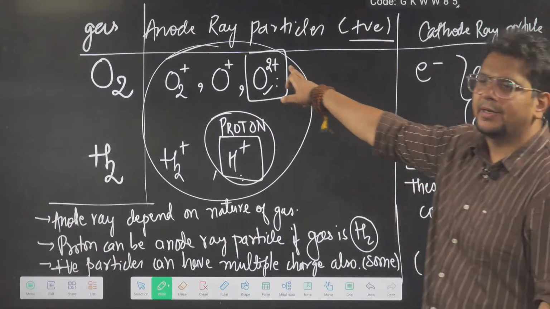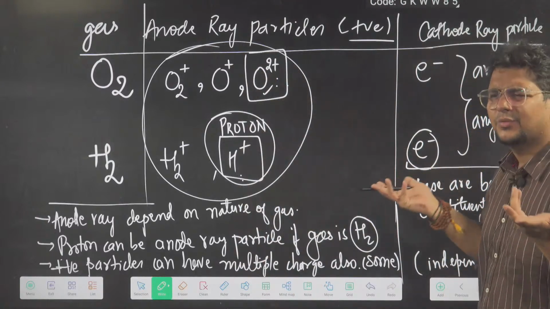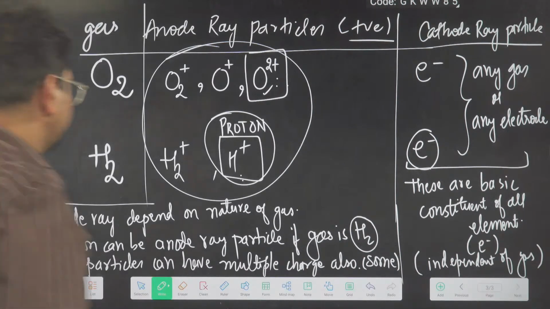This thing I already explained to you. I am writing it here also. But electron will always have the fixed charge, minus 1e. We'll talk about that in the next slide. But up to here, whatever is written on the board, does anyone have any problem? Great. Shall we move on?